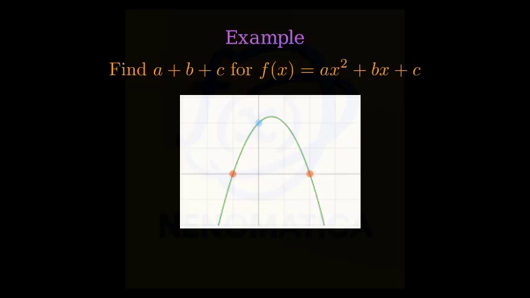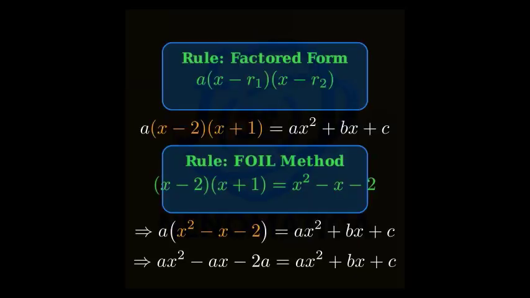algebra. Step 1. Use the roots to write a factored form. Because the intercepts are negative 1 and 2, the factors are x plus 1 and x minus 2. So we can write a times (x minus 2) times (x plus 1) equals ax squared plus bx plus c.